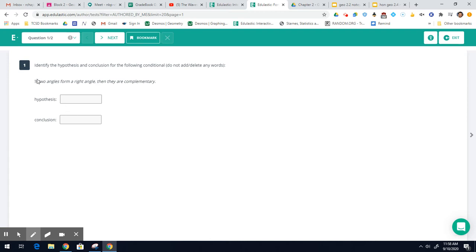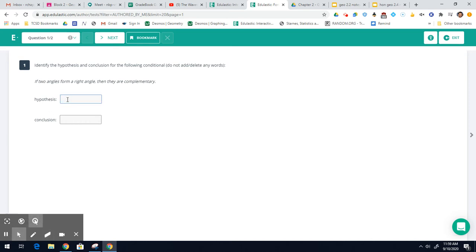So when I do this, again, I find that word if. The words after if, these will be your hypothesis. And then I find that word then, and the words after then will be your conclusion. Don't write the word if, don't write the word then, don't add or change any words. Just bring down what the H is and what the C is.